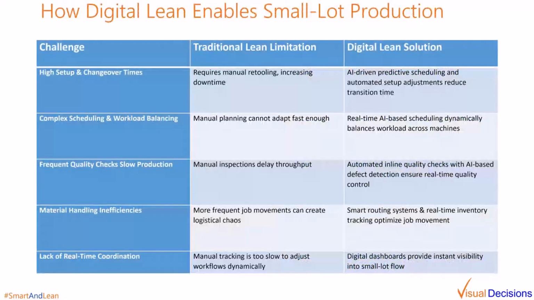Reducing lot sizes provides numerous benefits, including faster lead times, improved quality control, and increased production flexibility. As discussed in the previous section, traditional lean struggles with small lot production in certain environments due to some of the challenges we talked about. And digital lean helps overcome those with the tools that it provides. And in this chart, I have a summary of those different items.